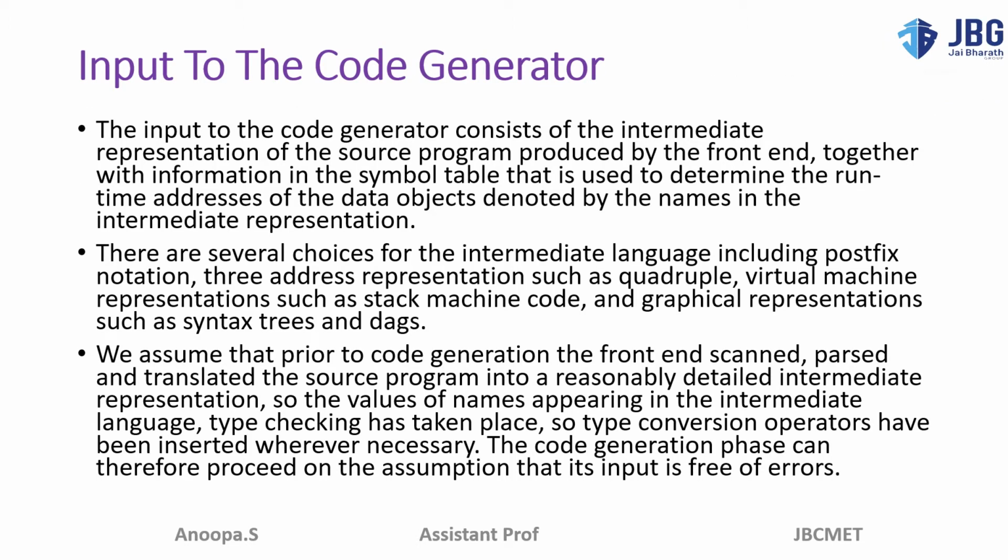First is input to code generator. As I have said, the input of code generator consists of intermediate representation of the source program which will be produced by the front end, and together with some information in the symbol table will also be used. So what is the information that we use from the symbol table? It is used to determine the runtime addresses of data objects denoted by the names in the intermediate representation. So the intermediate representation will have some names of the data objects. From the symbol table we will get the value of that.